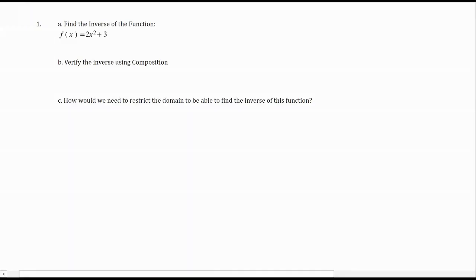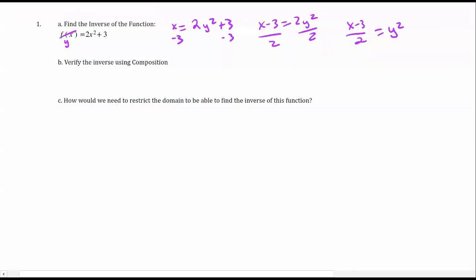Here we're asked to find the inverse of the function. So first thing I'm going to do is switch this to y and then flip x and y. So I'm going to have 2y squared plus 3. Now I'm solving for y, so I subtract 3 from both sides. I divide both sides by 2. And then I take the square root of both sides to get rid of that y squared.